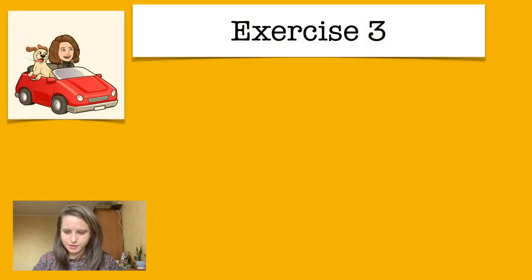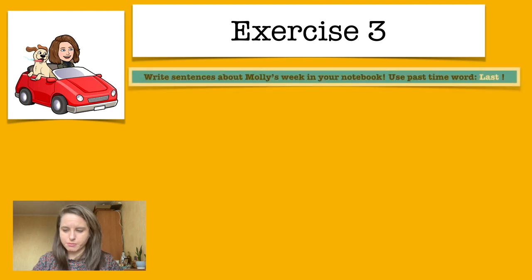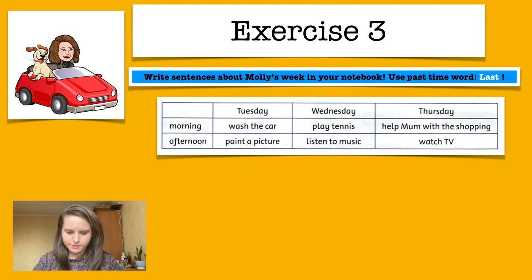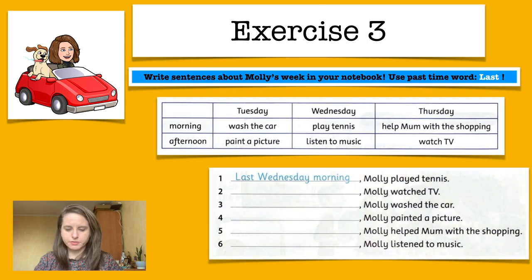Now, in exercise number 3, I want you to write sentences about Molly's week. Please write these sentences in your notebook. You need to use the past time word last. Look at the chart. You see the days of the week, Tuesday, Wednesday, Thursday. Okay, and you see morning and afternoon. Tell me what Molly did on these days in the morning and in the afternoon. Please write numbers 1 through 6 in your notebook now. Do this exercise now. Then we'll go over the answers. Pause the video.